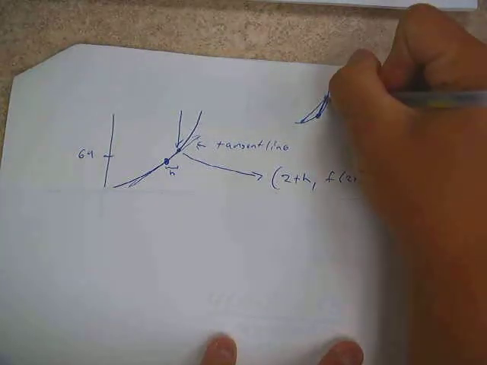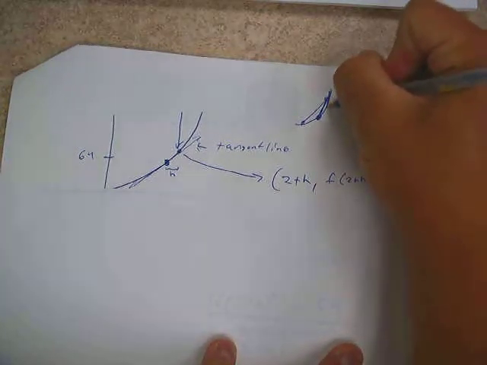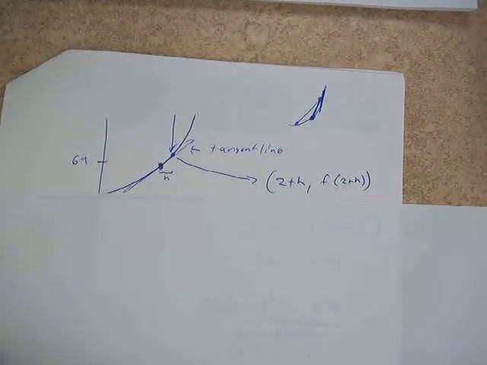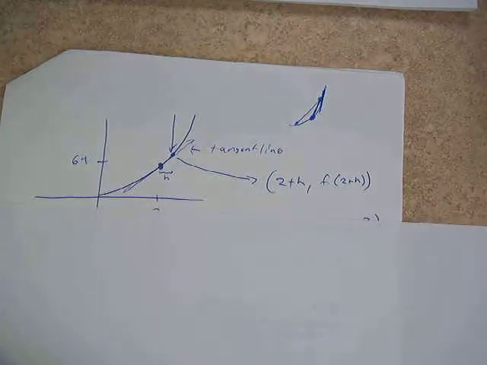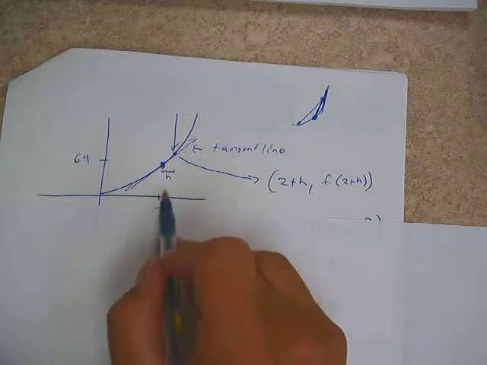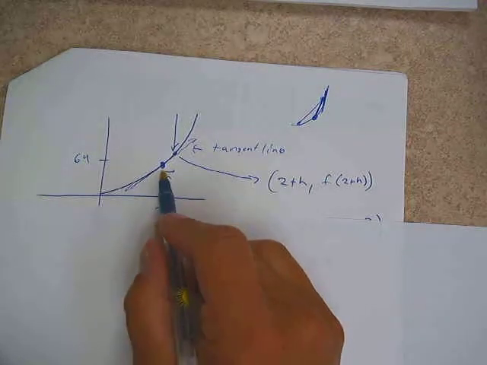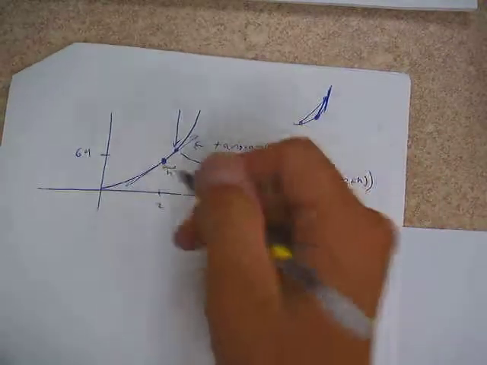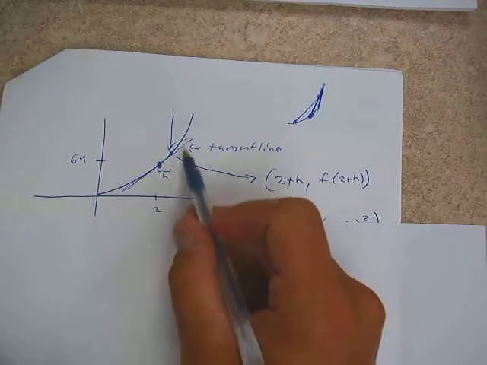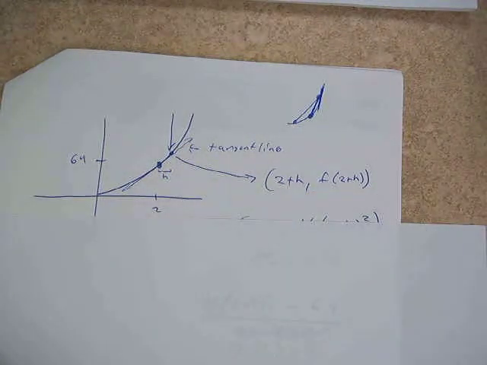1.99999, another 9. True? So what we're getting at here is that if I could get that point really, really close to that (2, 64) point, I would have a line that essentially showed the slope of the curve at that one point. And I have that drawn here. That's what we call a tangent line.